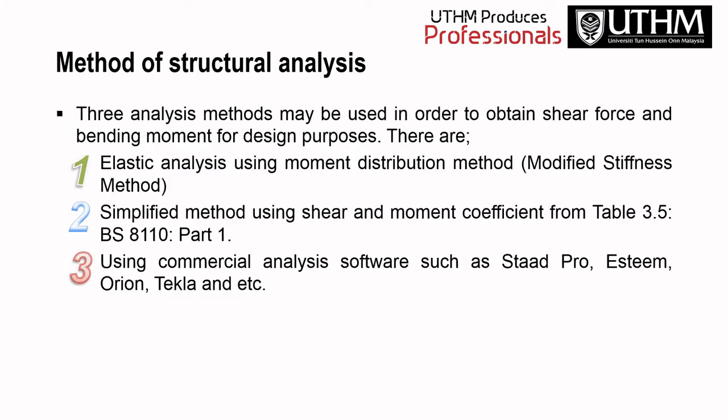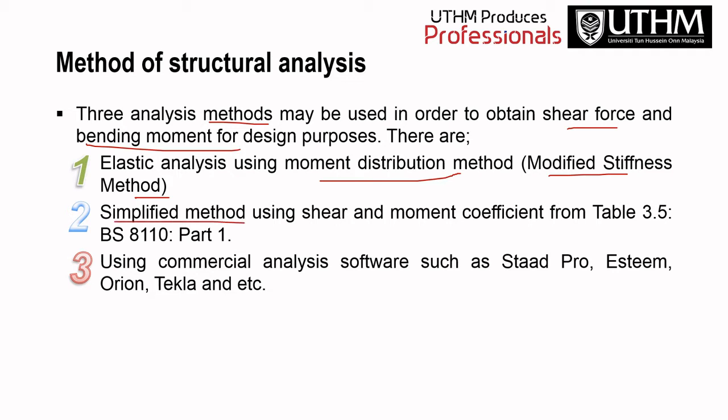Okay, so method of structural analysis. There are 3 structural analysis methods that may be used in order to obtain the shear force and also bending moment for design purposes. First is elastic analysis using the moment distribution method, where we choose the modified stiffness method, which is faster and easier to calculate. Okay, and this one you already learned in the previous subject, which is structural analysis. So you can refresh yourself with it also. And later I will show you an example on how to calculate this using this method.